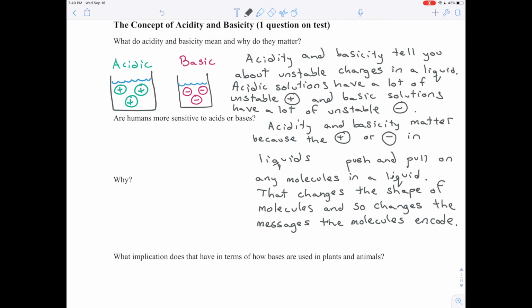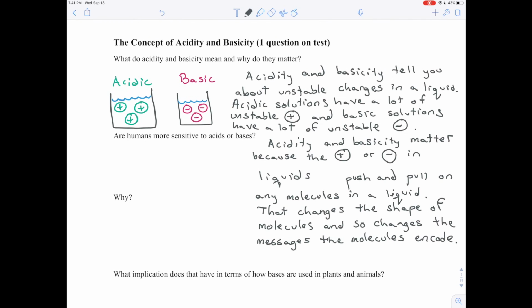Okay, so acidity and basicity tell you about unstable charges in a liquid. Those liquids will use that charge to squeeze, to push and pull on any molecules in the liquid. That changes their shape, and if the molecules change their shape, then they won't fit into the same pockets. They won't have the same relationships with other molecules as they had before. The messages that they encode, that's encoded by those relationships, will change. So acidity and basicity changes the messages of any molecule inside of it. It changes all the relationships it has with the stuff around it, which is why it's so important.